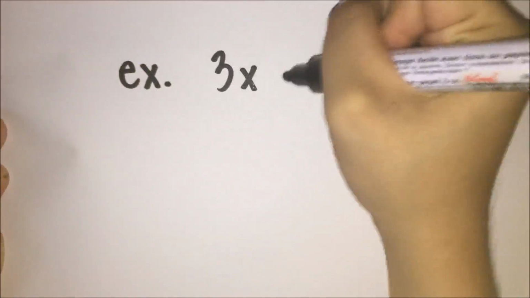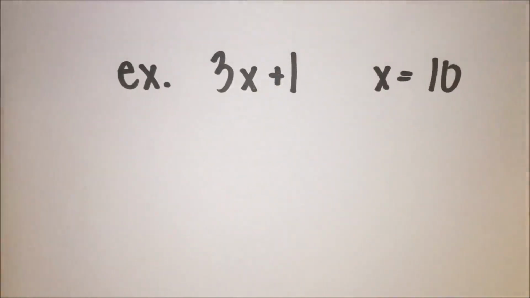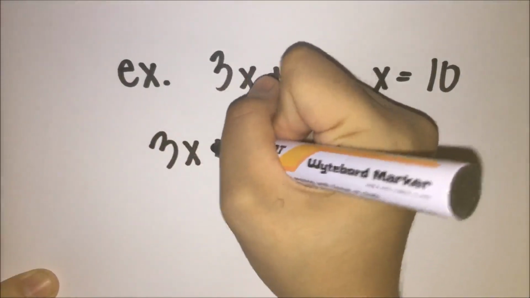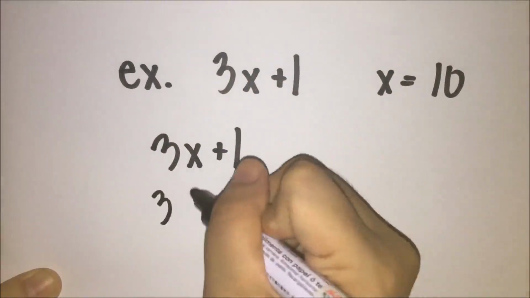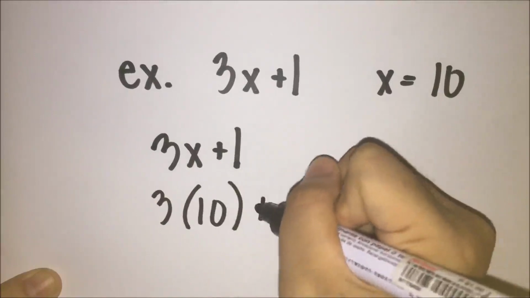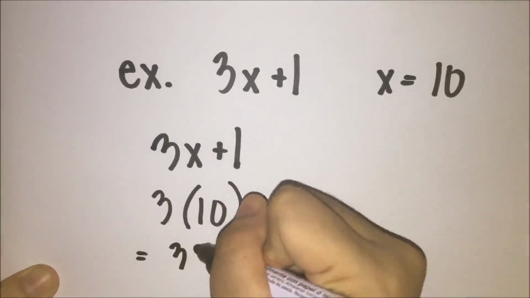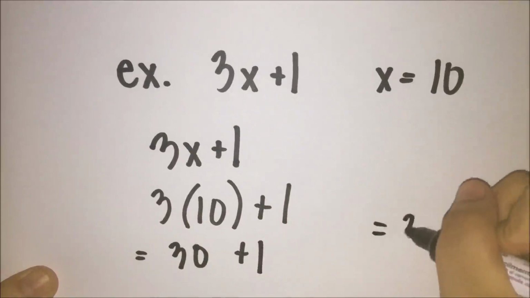For example, we have 3x plus 1 and the value of x is 10. So this expression means 3 times whatever x is, plus 1. So we rewrite the expression replacing x with 10 in parentheses. So 3x plus 1, with x replaced with 10, plus 1. 3 times 10 equals 30, added to 1, and this sums up to 31.